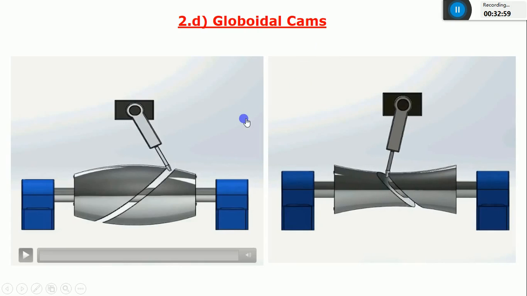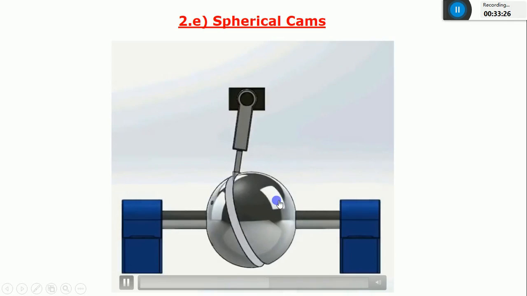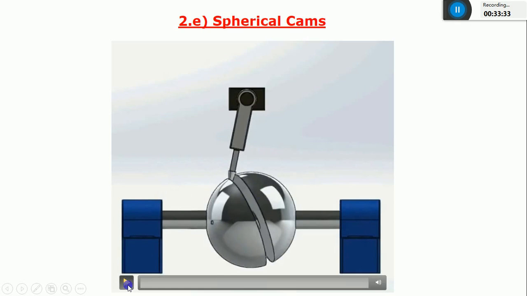Then I'll go to the last one, that is the spherical cams. You can observe the shape of the cam is in the form of a sphere. It is a spherical type. Again, it is connected to a shaft and motor. As the sphere starts rotating like this, the input motion is a rotary type, and this sphere again has a groove around its periphery. With respect to this groove, the follower starts oscillating.